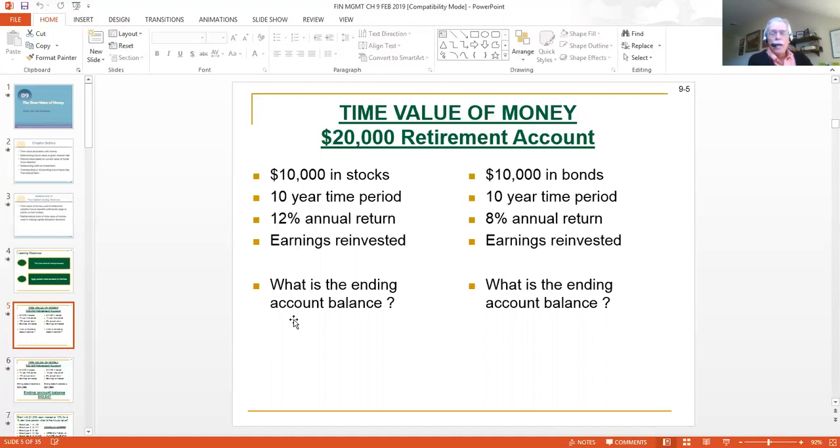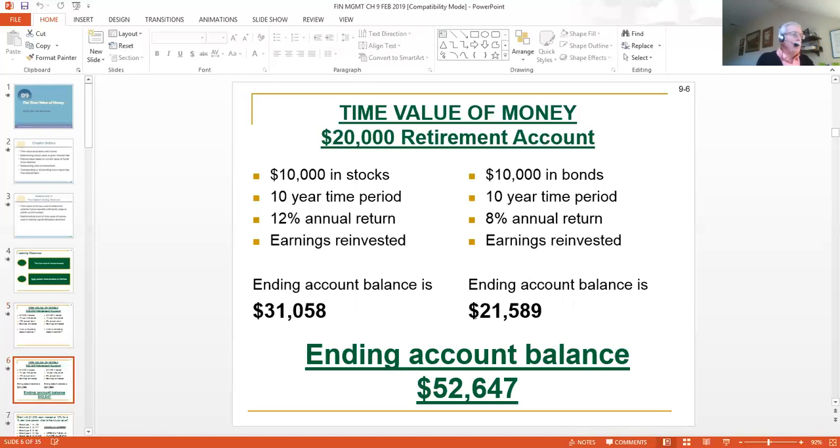So again, accessing the future value formula, we input this time a rate of 0.08 because our return annually is 8%. We want to compound for a 10-year time period, so the number of periods is 10. The present value amount, or what we start with, what we know today, is a negative $10,000. Solve for our answer. And we should end up with our investment in bonds having grown to a balance of $21,589.